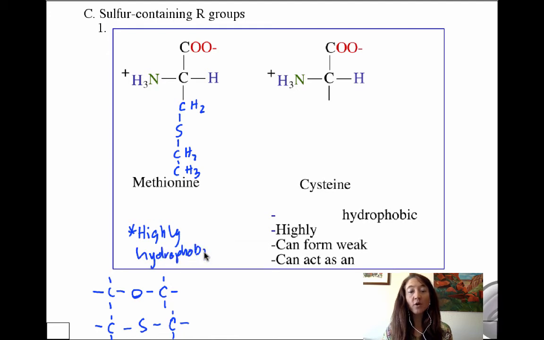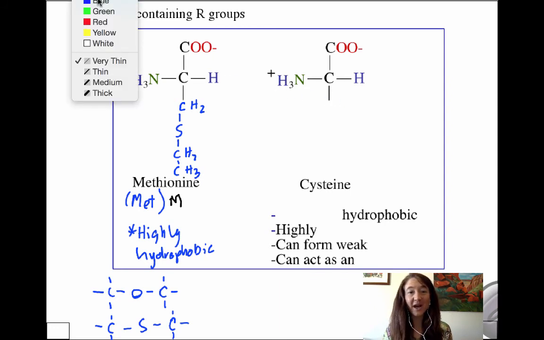And a straightforward 1 and 3 letter abbreviation, MET and M. My pen likes to change color on me sometimes, so get used to it. It's black and blue. So recognizing then that methionine has a thioether. Now cysteine has a fantastic functional group as well.